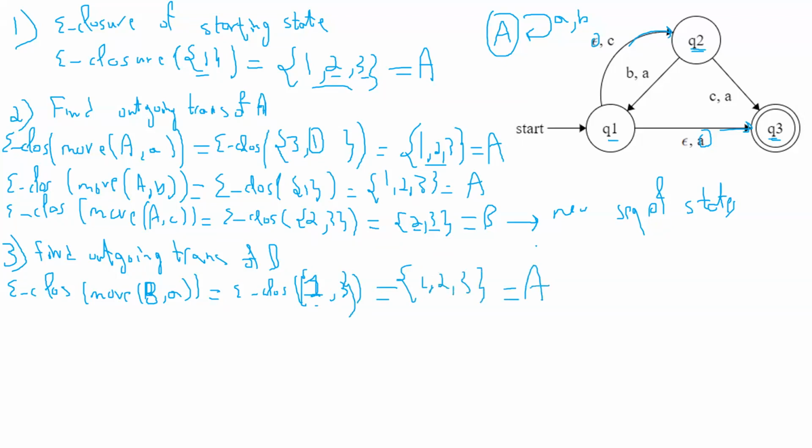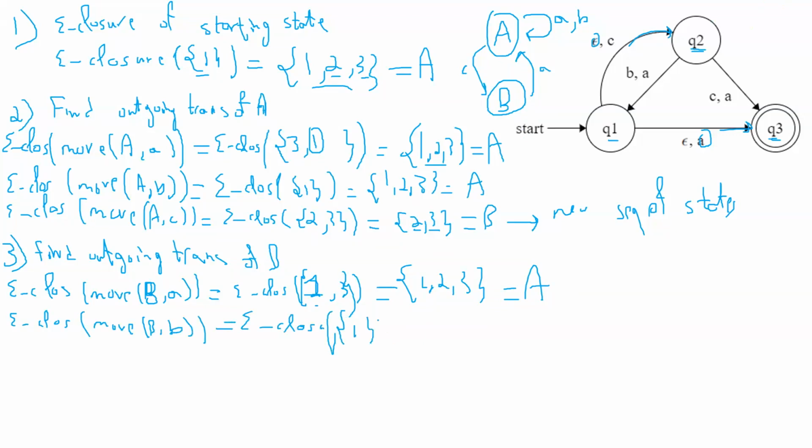It's A, which means you have some state B. A goes to that state on C, as we saw before, and B goes back to that state A on small a. Sigma closure. Let's move B on small b. I think it's only 1 in this case, which gives us 1, 2, 3. So this is going to be A again. So I loop back on A and then B.